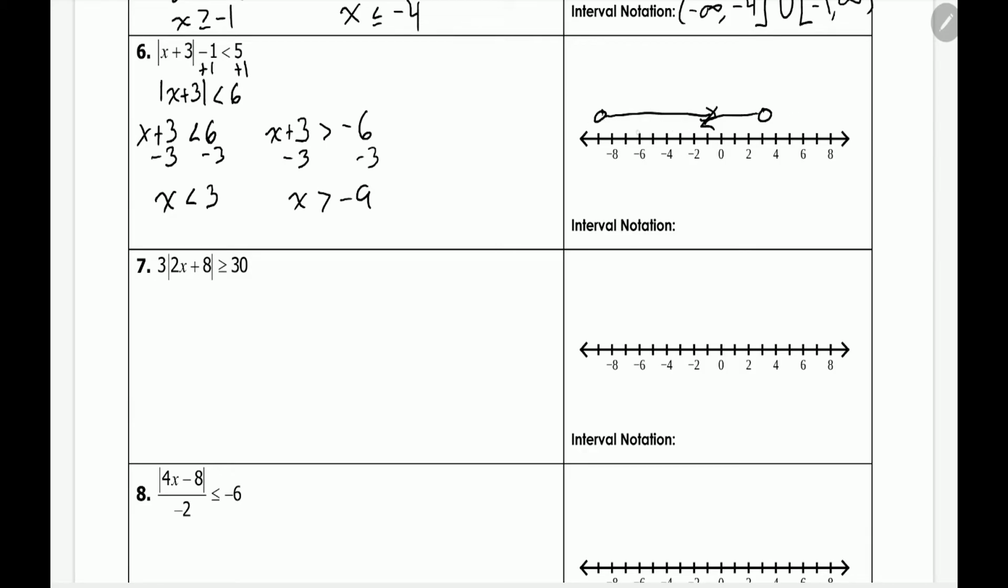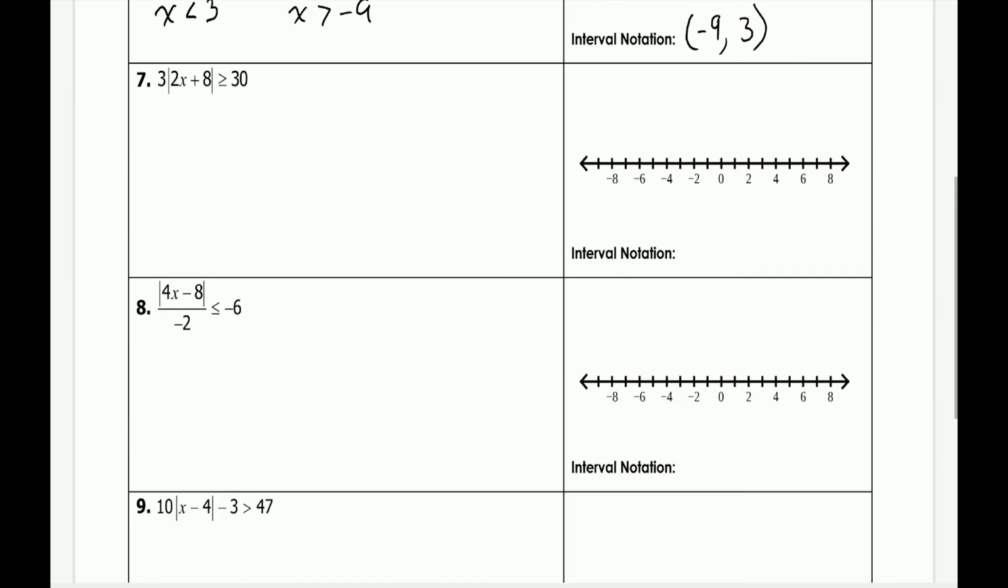And if you look, these are a closed system. So we start at negative 9 with an open circle. So that's parentheses, negative 9, comma. We go to positive 3 with an open circle. So that's parentheses. That's our interval notation. And we're finished. Number 7. We have 3 times the absolute value of 2x plus 8 is greater than or equal to 30.